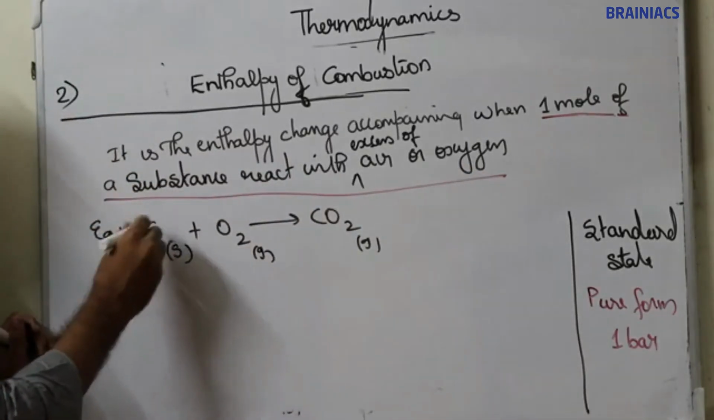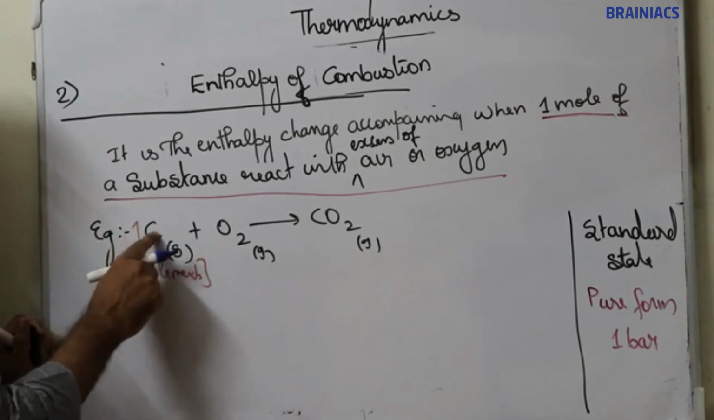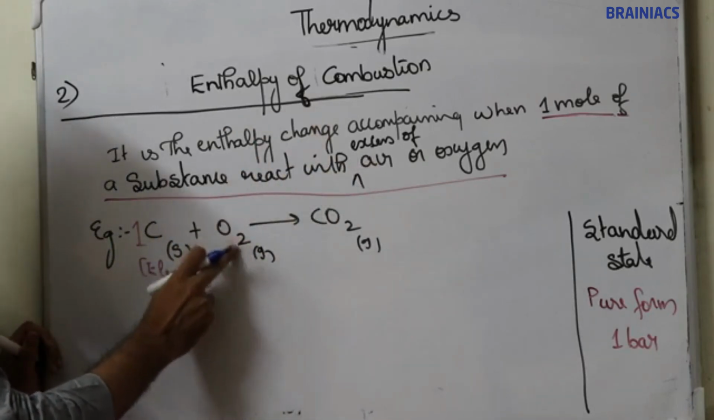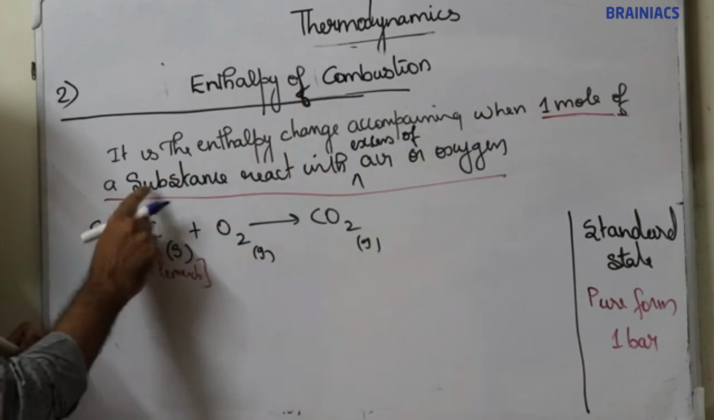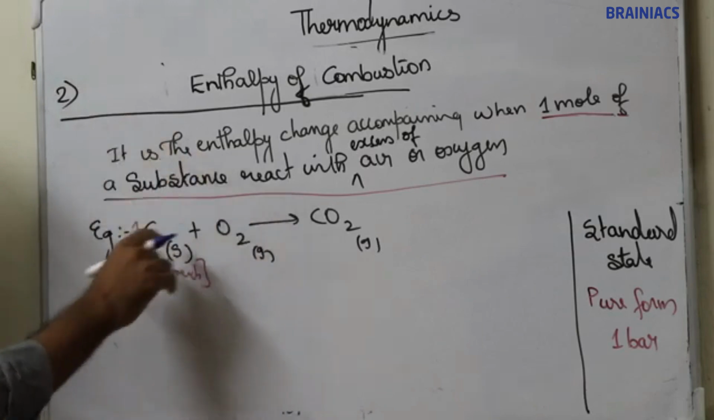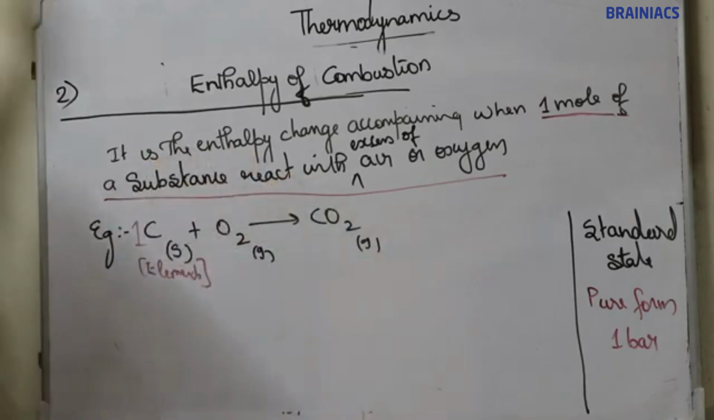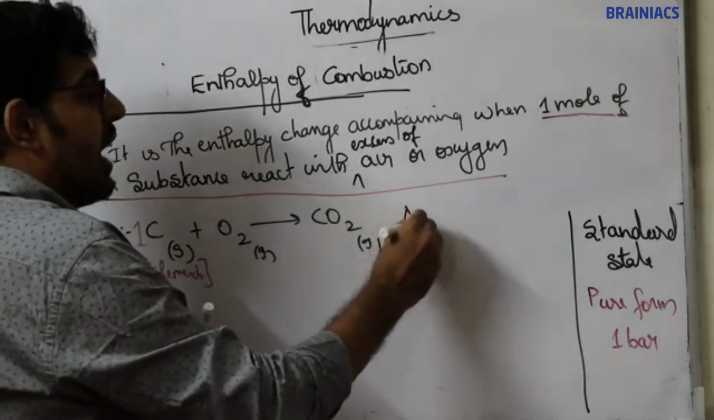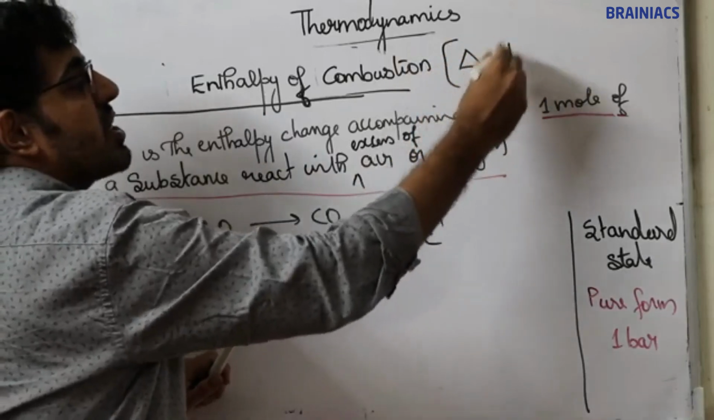Here we are taking 1 mole of carbon element. So 1 mole carbon element reacts with, you can use, excess of oxygen. Here amount of oxygen is not important. Here amount of carbon is important. So 1 mole carbon, 1 mole substance. Carbon is an element, so you can consider element as substance. So 1 mole substance reacts with excess of air or oxygen to form carbon dioxide. You can consider this reaction as a combustion reaction. So enthalpy change accompanying this reaction is known as enthalpy of combustion, represented by delta HC.